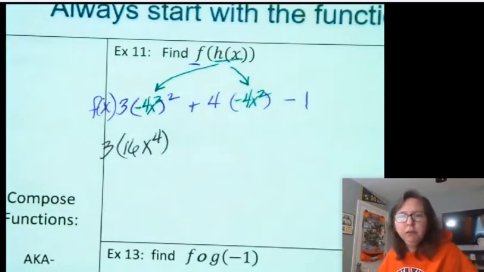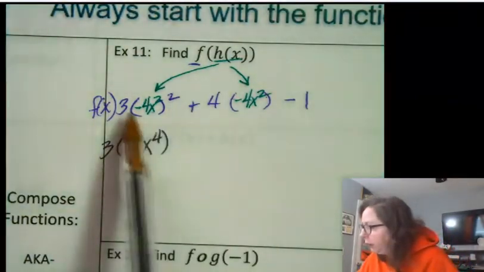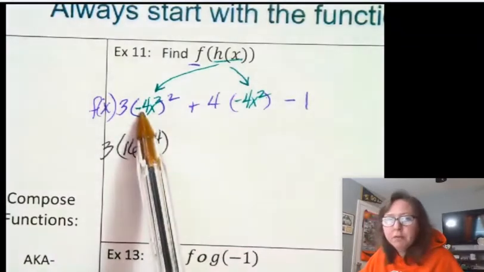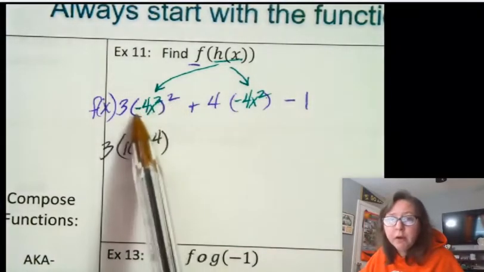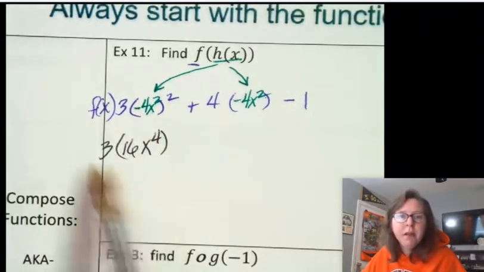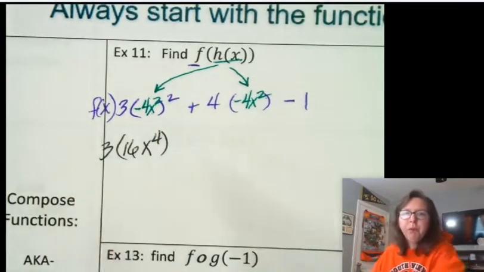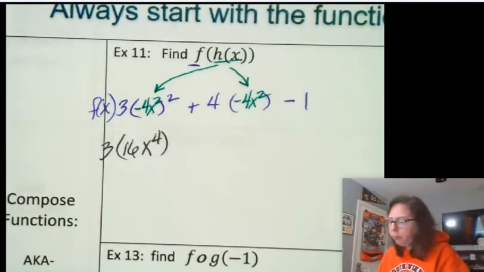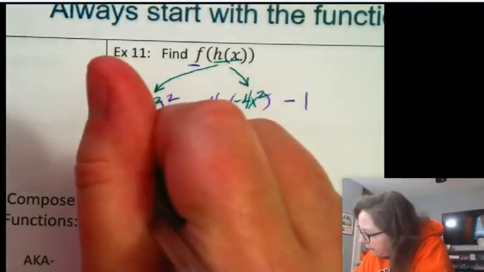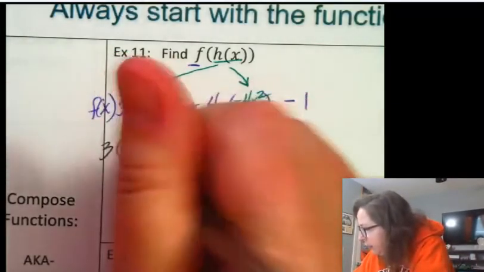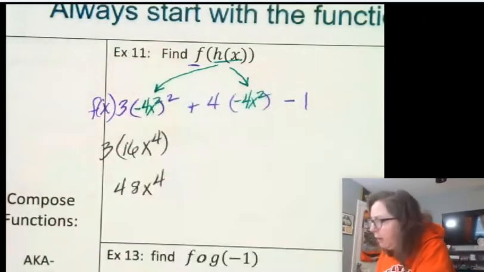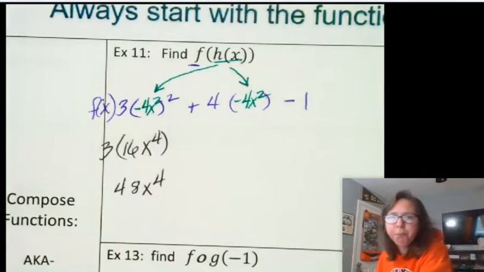A lot of students make the mistake of just doing 3 times negative 4 and getting negative 12. But you want to make sure that if there are exponents here, you square that number inside the parentheses first and then multiply it by the outside number. Okay? So 3 times 16, let's see. 3 times 6 is 18. 3 times 1, carry the 1. So I got 48x to the 4th power for my first term.